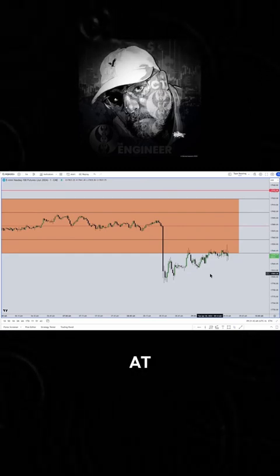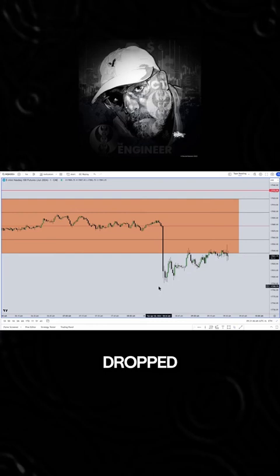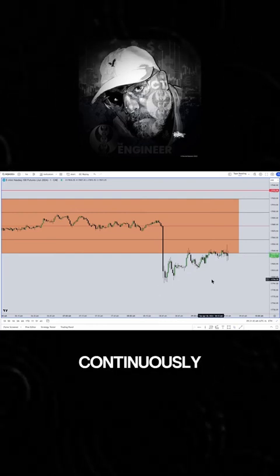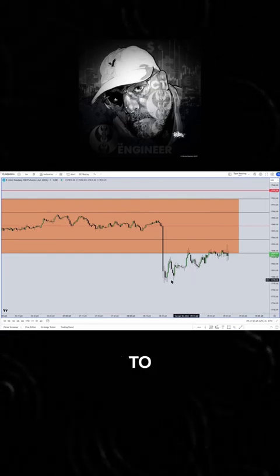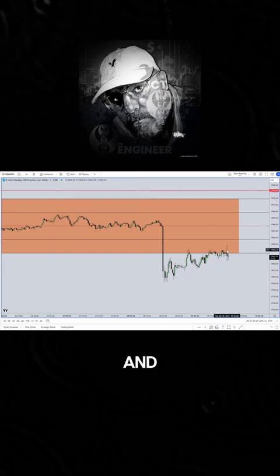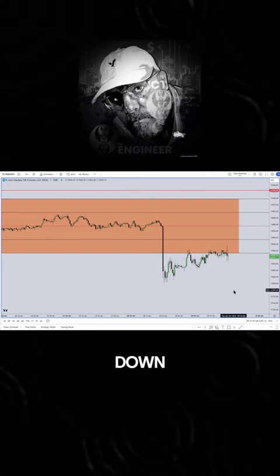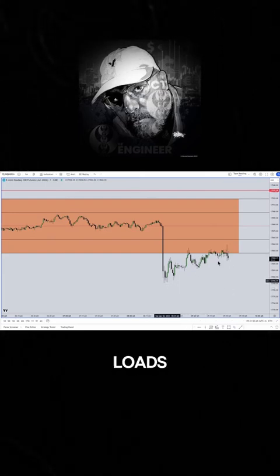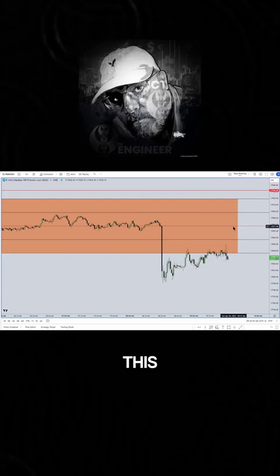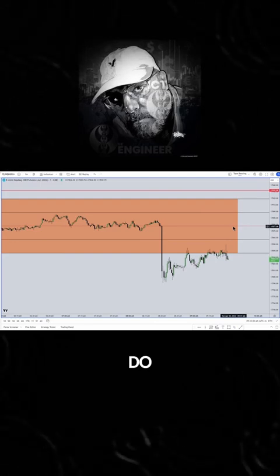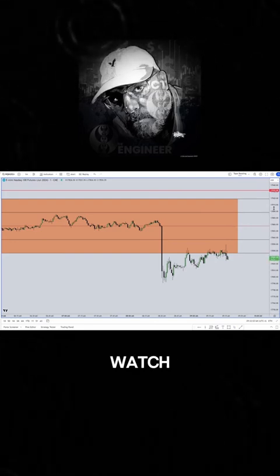We had high impact news at 8:30. It's dropped. So retail is going to want to continuously sell short. They're going to be looking for shorts. They're going to be looking to get below here. It can, and this is why you sit still, it can drop down, take out these relative equal lows, and then come right back up to mid gap or higher if it wants to. But in this instance, this is where I sit still. I don't do anything. I observe, I watch.